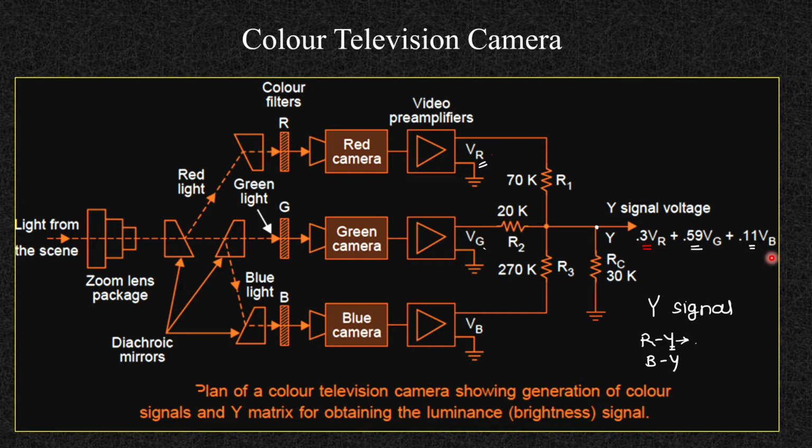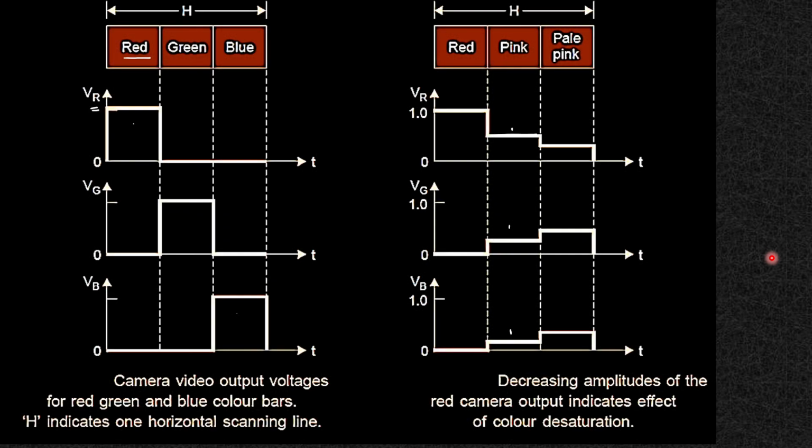Now let us see what kind of output these cameras will give. If this is one horizontal line, and in this line your screen has red, green and blue color, then for red color, my red camera output will be 1, the maximum. We generally assume the highest output is 1, because the luminosity associated with black is 0 and white is 1. If it is a purely saturated color, it is 1. For green, the green camera output will be 1 and the others will be 0. For blue, the blue camera output will be high and the others will be 0.